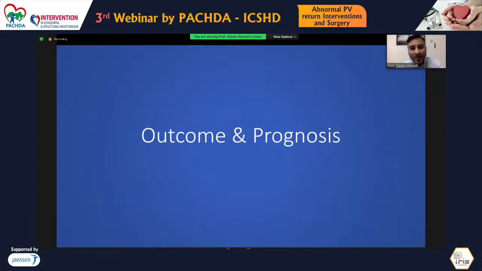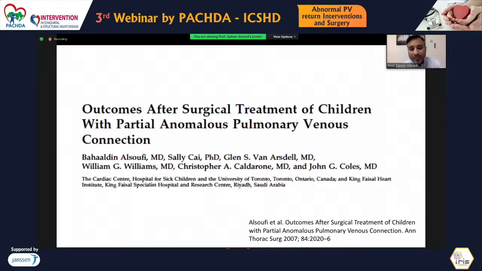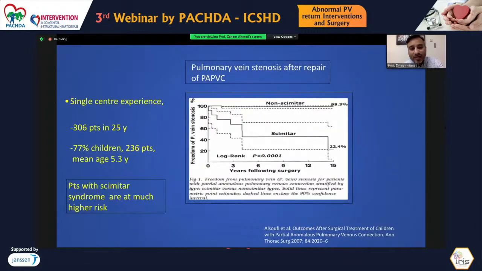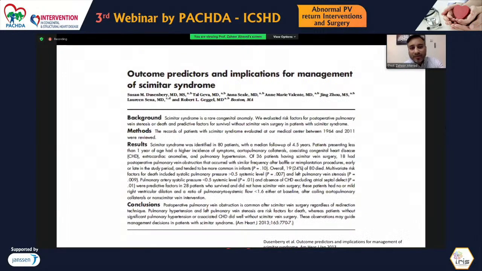Last few slides about the outcome and prognosis. This is a paper from 2007, which talks about outcome after surgical treatment of children with partial anomalous pulmonary venous connection. It includes both scimitar and non-scimitar veins. And you could see that for non-scimitar there is an excellent outcome, but when you talk about the scimitar veins, there were significant patients who ended up with trouble; they are at much higher risk of getting pulmonary venous obstruction after repair.